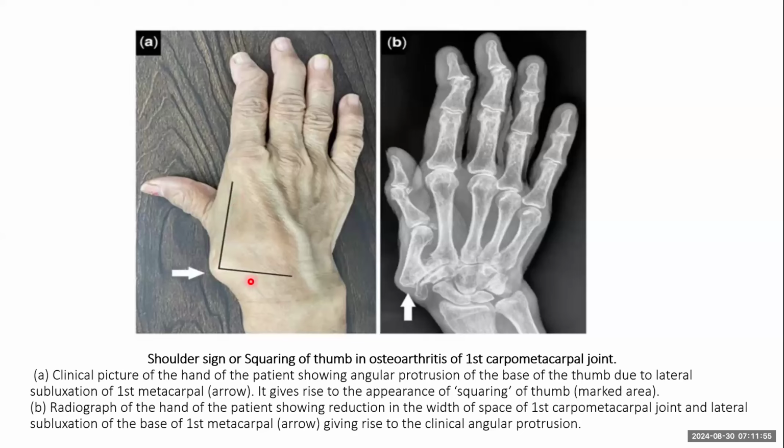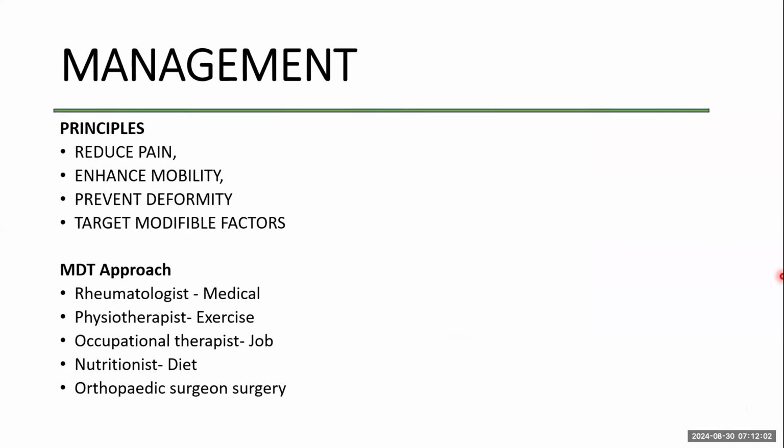So this is the shouldering. We shouldn't confuse this with the Z thumb. So management, the principle is to reduce pain, enhance mobility, prevent deformity, and target modifiable risk factors. It's very possible if we can prevent some of this. That would definitely be very good for them prior to getting this disease. So we target modifiable factors, very important.